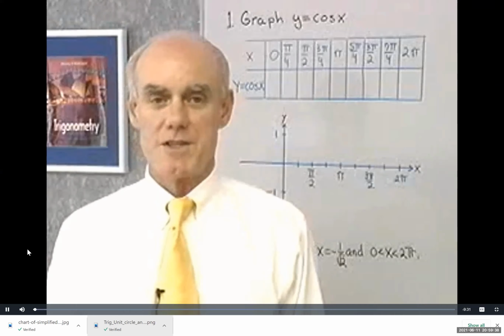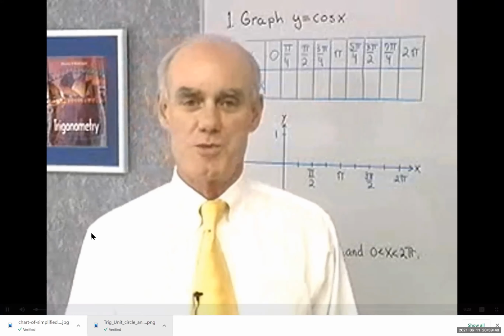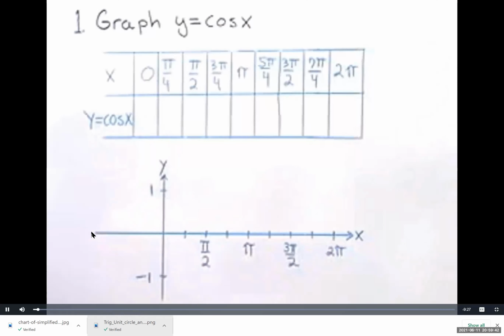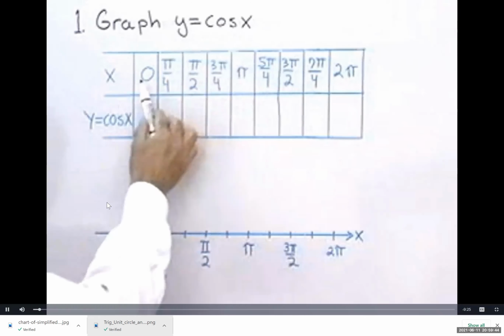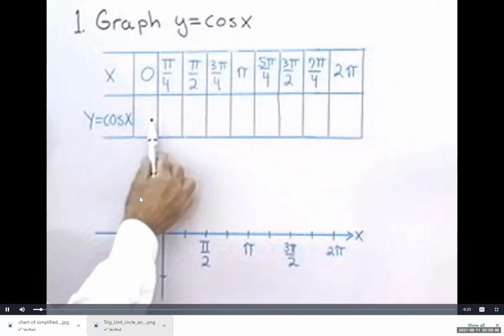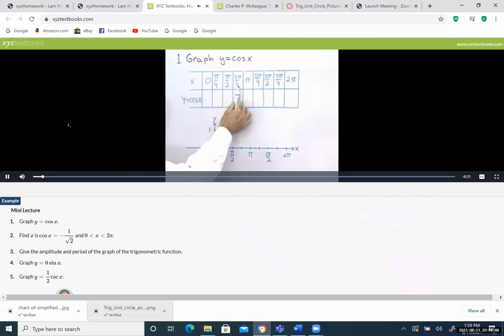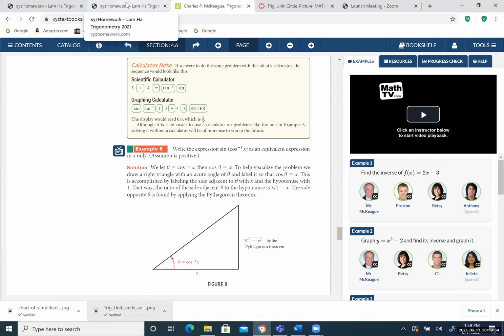The basic graphs of the trig functions. Our first one is y equals cosine x. Written over here, graph y equals cosine x. And I thought we'd make a little table to begin with, where x is in increments of pi over. This is 4.1. And jump to 4.2.